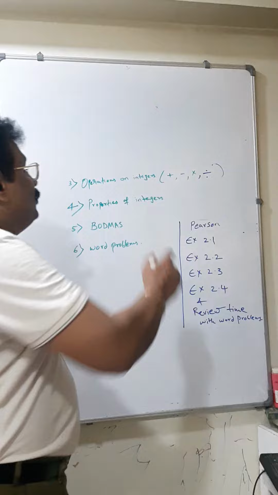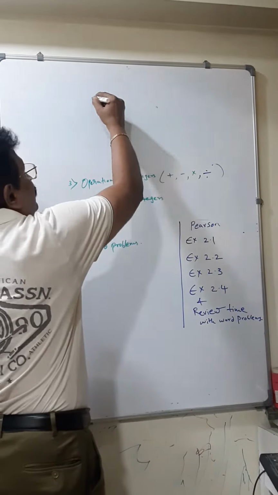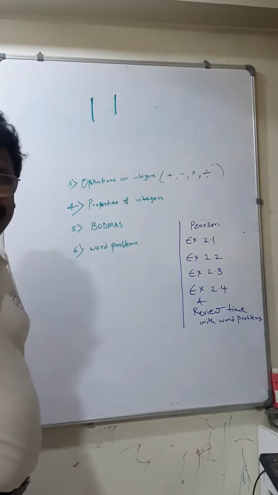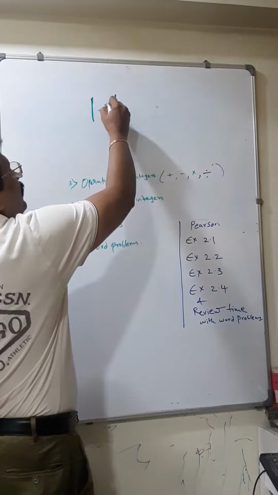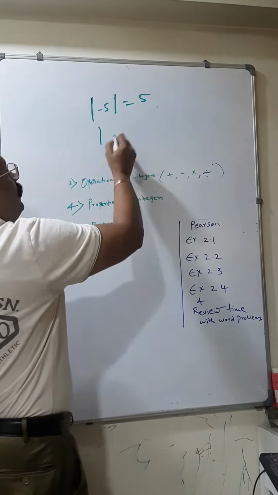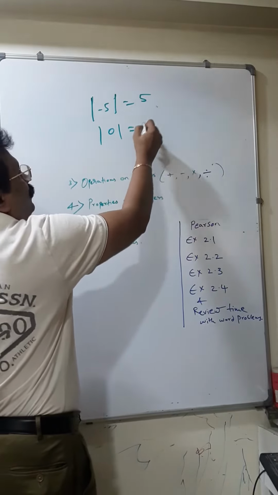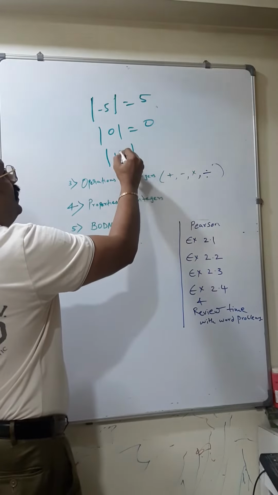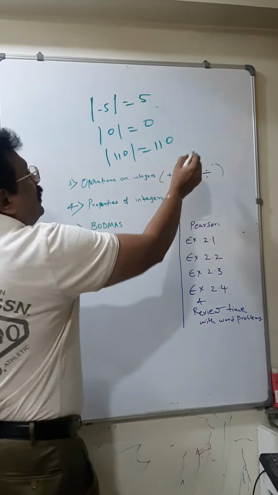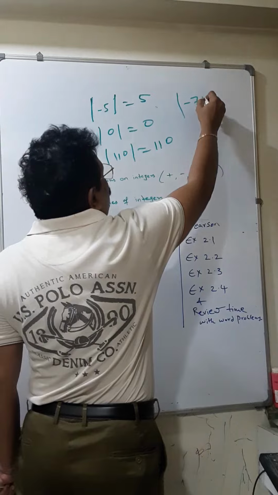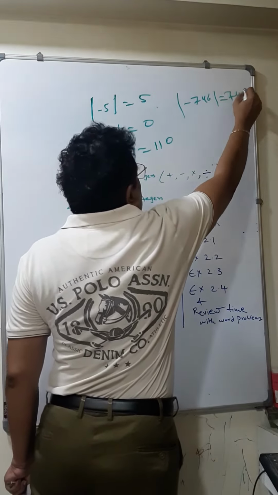Absolute value of an integer is denoted by this sign. Okay? Absolute value of minus 5 is equal to 5. Absolute value of 0 is equal to 0. Absolute value of 110 is equal to 110. Absolute value of minus 746 is 746.